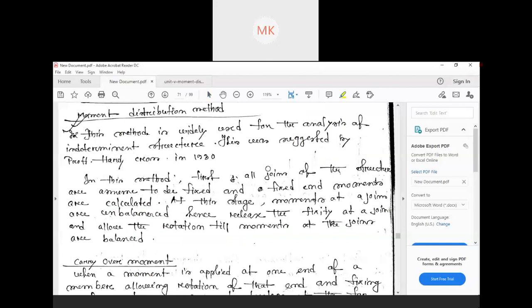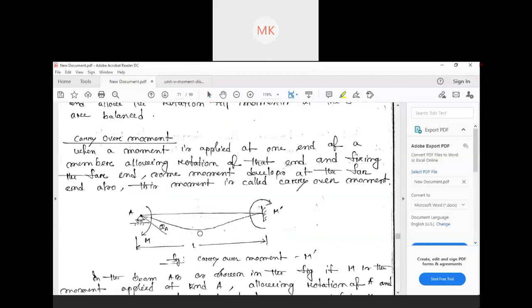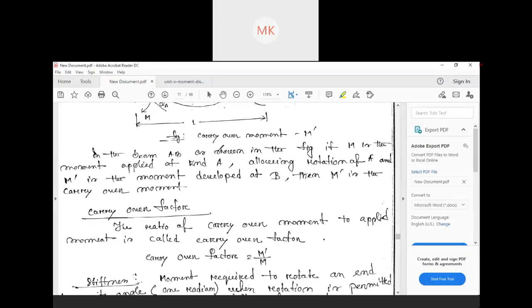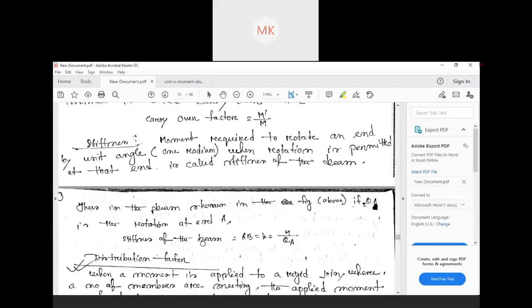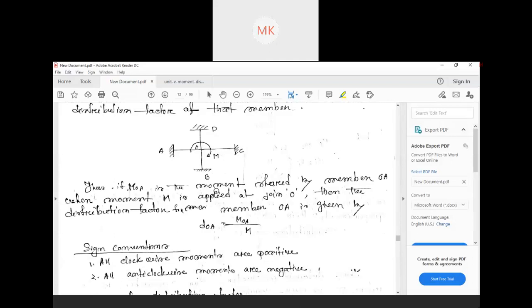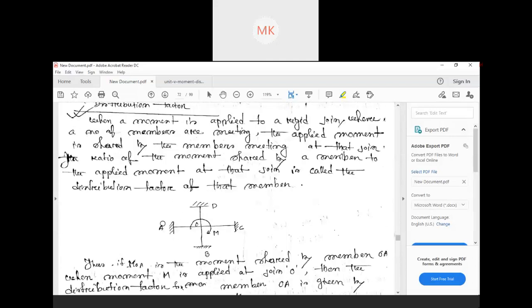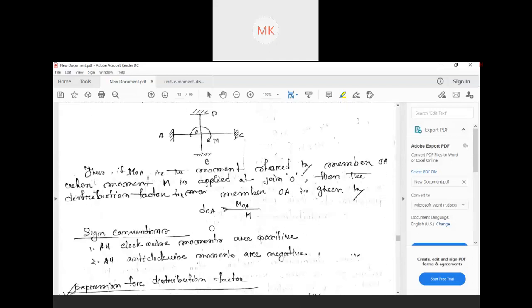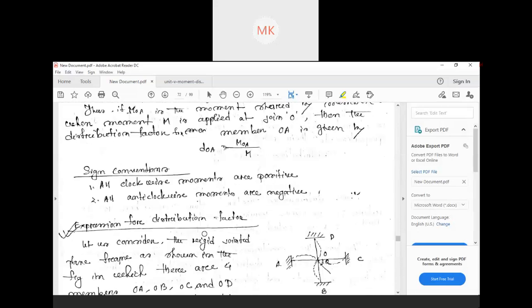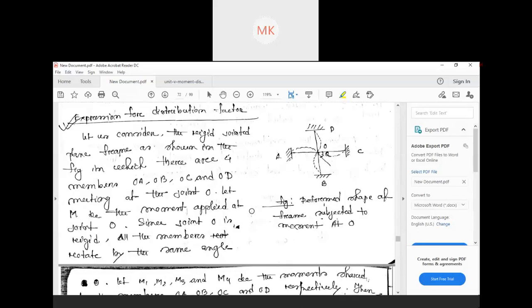In the PDF which I have already given to you, these things are also written. So please go through this numerical. It will explain how the carryover moment and all these things which I have already discussed with you, the stiffness, the distribution factor. This is all the diagram and how it needs to be found out. This is the expression for distribution factor, a derivation of how we need to find out the distribution factor.